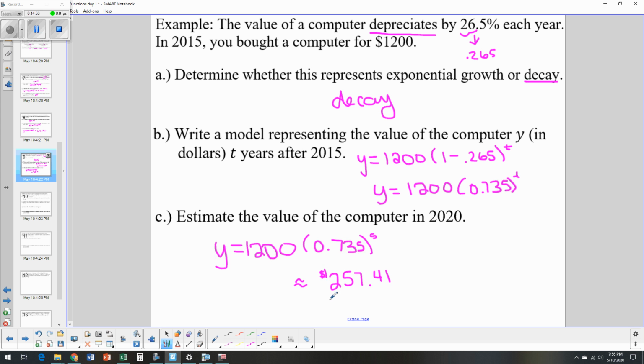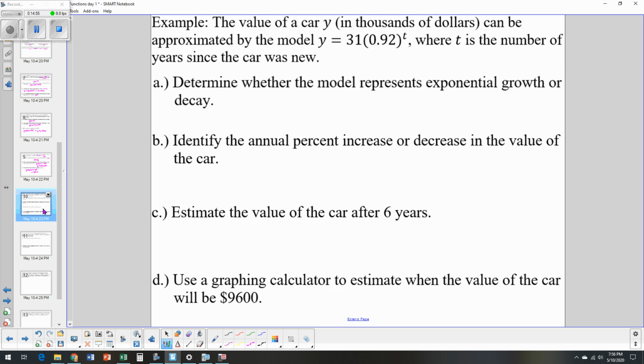dollars. All right, the next example. The value of a car y in thousands of dollars can be approximated by the model y equals 31 times 0.92 to the t power, where t is the number of years since the car was new. So to determine whether this represents growth or decay, we're looking at the number in the parentheses. If it's bigger than 1, it's growth. If it's less than 1, it's decay. And 0.92 is less than 1. So this is decay.